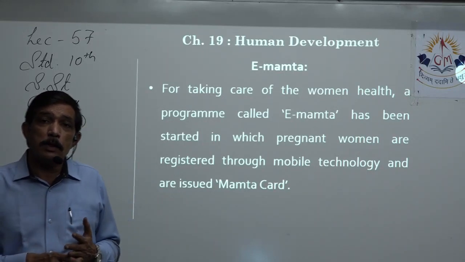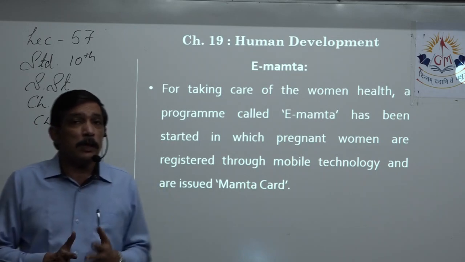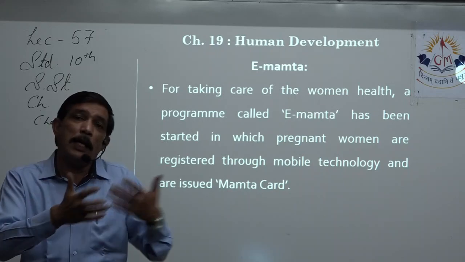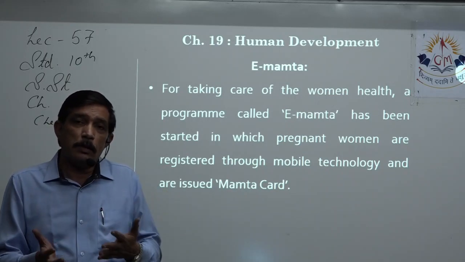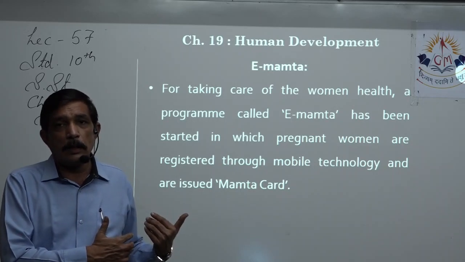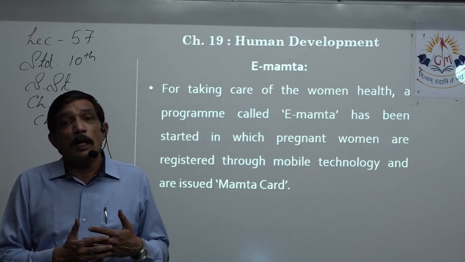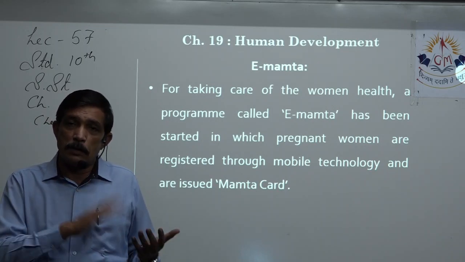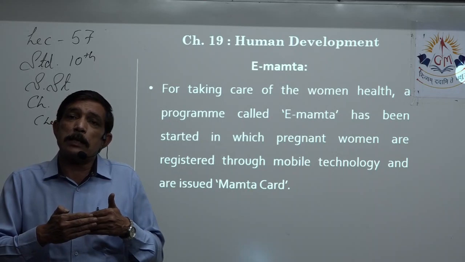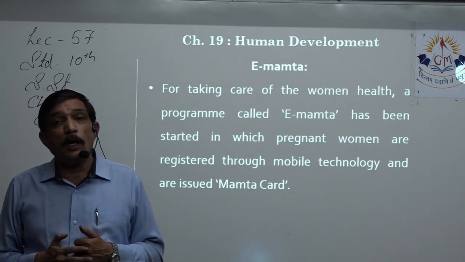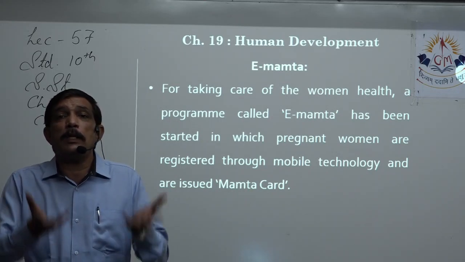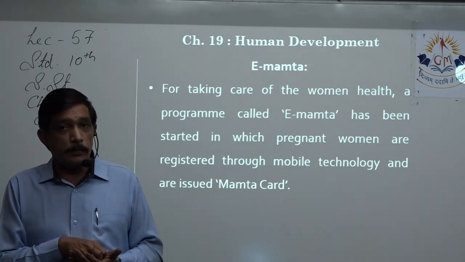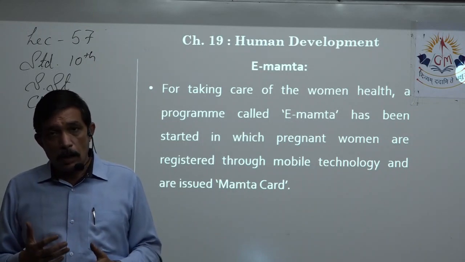Ambulance services are kept ready when the due date is near, so that with one call the ambulance is at home and within a short time the pregnant woman is under medical treatment. After the delivery of the baby, nutritional food is provided for both the mother and the child, and then starts that 5-year role of the government, where the government takes responsibility for the complete vaccination of the child. That is this e-Mamta card, right?